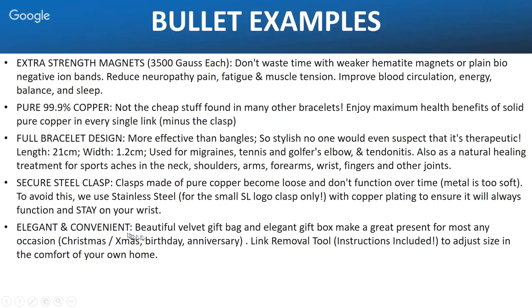Elegant and convenient, beautiful velvet gift bag. So again, they've differentiated slightly in a number of ways. They've got a full bracelet design. They've got stainless steel, and they've got a nice velvet gift bag in a box. But what they haven't got, I see, is that guarantee. That may be somewhere else in the listing. Okay, but these are pretty good bullet points. You can see that the first lot of the words are capitalized, which draws the attention of the reader. And a lot of those are very good because they are benefits.